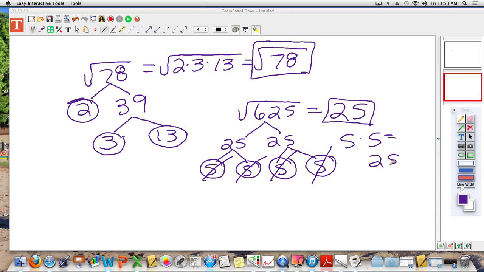There's no leftovers. So you will have nothing. Nobody's going to stay home. No one's going to stay home. Everyone has a date to homecoming. There's no leftovers. So we have nothing left underneath the radical sign.